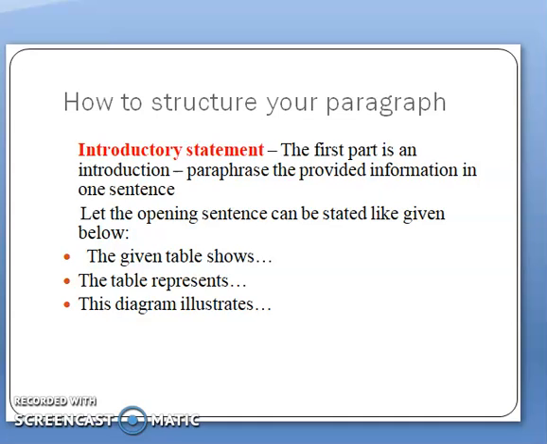The first step is the introductory statement. Read the topic carefully and identify the important information and the figures you consider to be important. Paraphrase the provided information in one sentence. The opening sentence can be stated like given below: the given table shows, the table represents, this diagram illustrates.